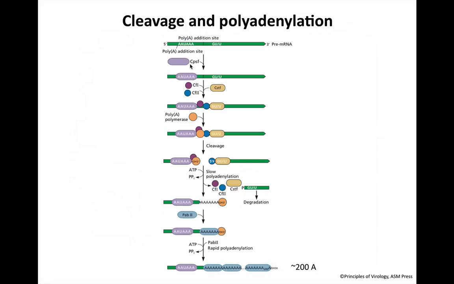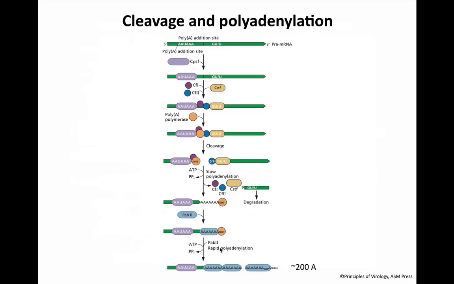So the first reaction in polyadenylation is recognition of the AAUAAA by the protein called CPSF, which stands for cleavage and polyadenylation specificity factor, and that interaction is stabilized by other proteins. Poly-A polymerase is then recruited to the complex, and following cleavage of the pre-mRNA, that enzyme synthesizes a poly-A segment of 200 to 250 nucleotides long in a two-step process, a slow and then a rapid polyadenylation.